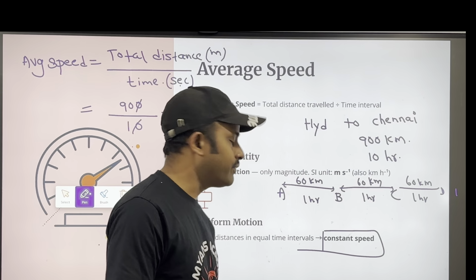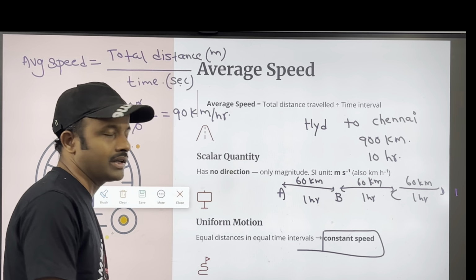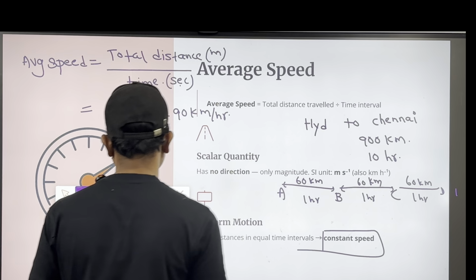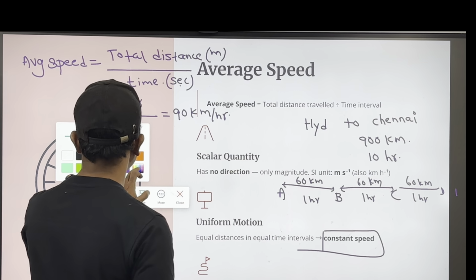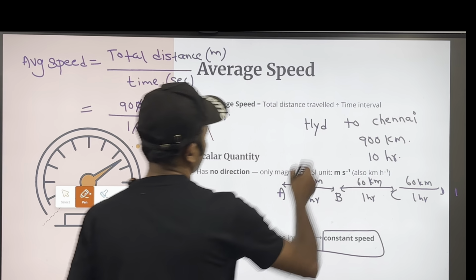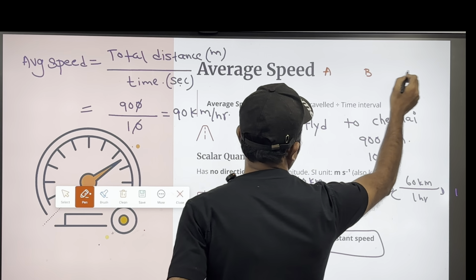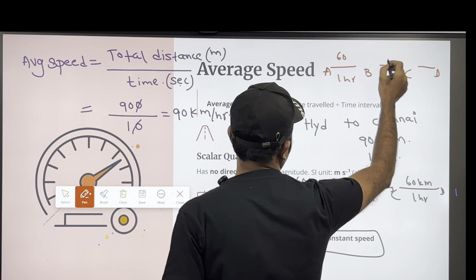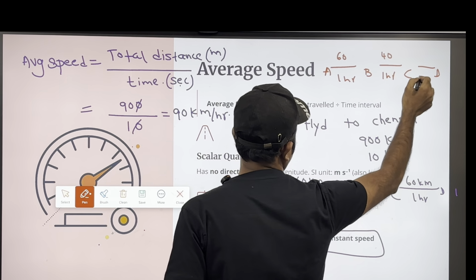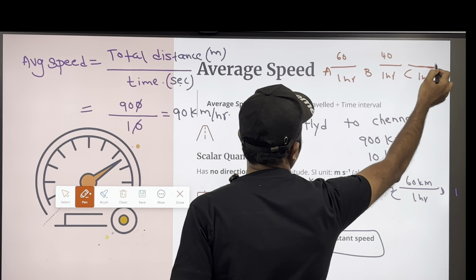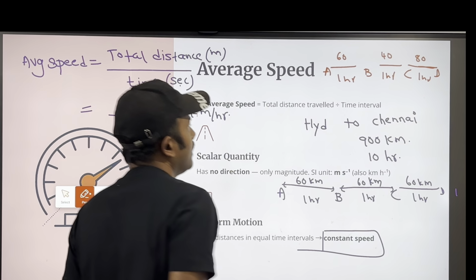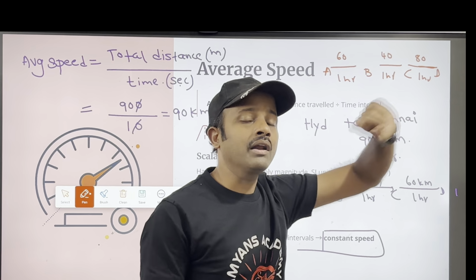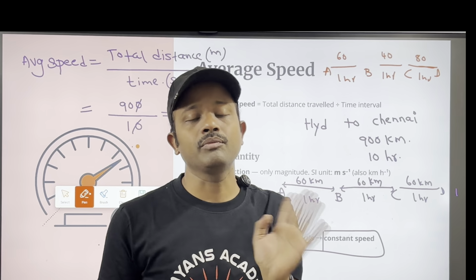So what do you mean by non-uniform motion? Suppose it is not moving equal distances in equal intervals of time. In the first example, it covers 60, 60, 60. For the next example, the object goes from A to B, B to C and C to D. In the first hour it covers 60 kilometers, the next hour 40 kilometers, and the next hour, let us say, 80 kilometers. If an object covers unequal distances in equal intervals of time, or equal distances in unequal intervals of time, it is said to be non-uniform.